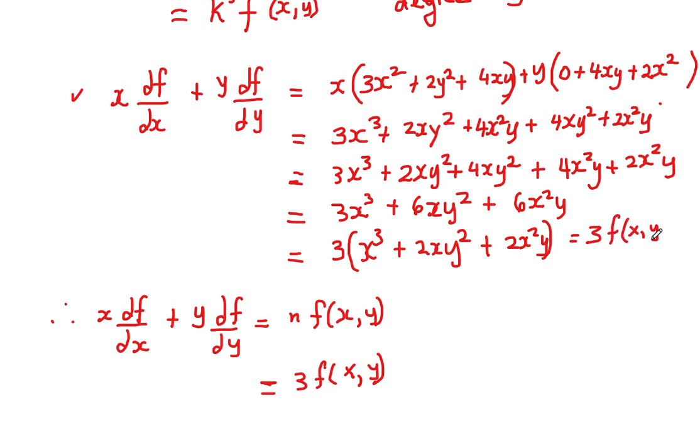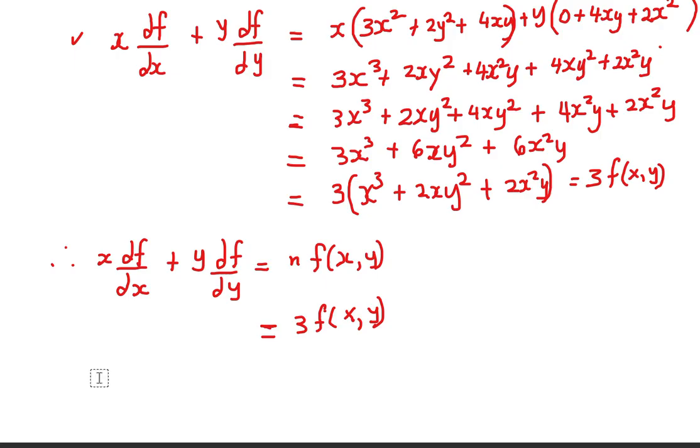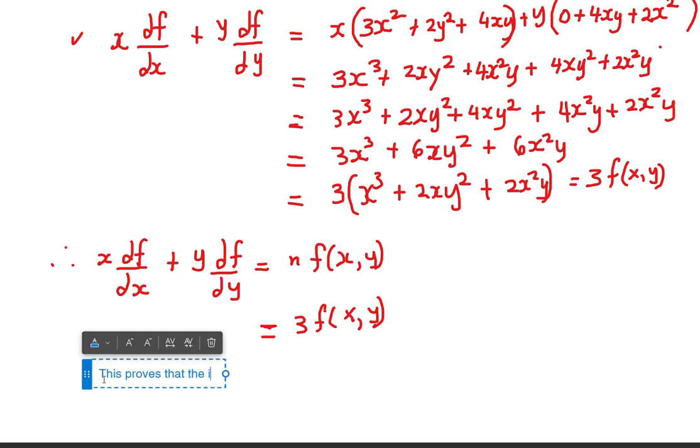Once the derivative works out to be n, where n represents the degree of the implicit function, multiplied by f of xy, once you can simplify it to that form, then Euler's theorem has been satisfied. All right? So we conclude, therefore, that this proves that the implicit function satisfies Euler's theorem.